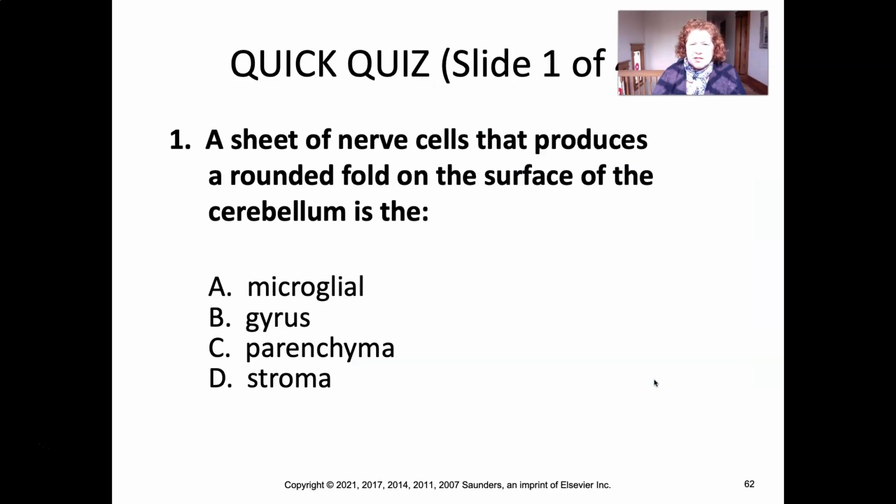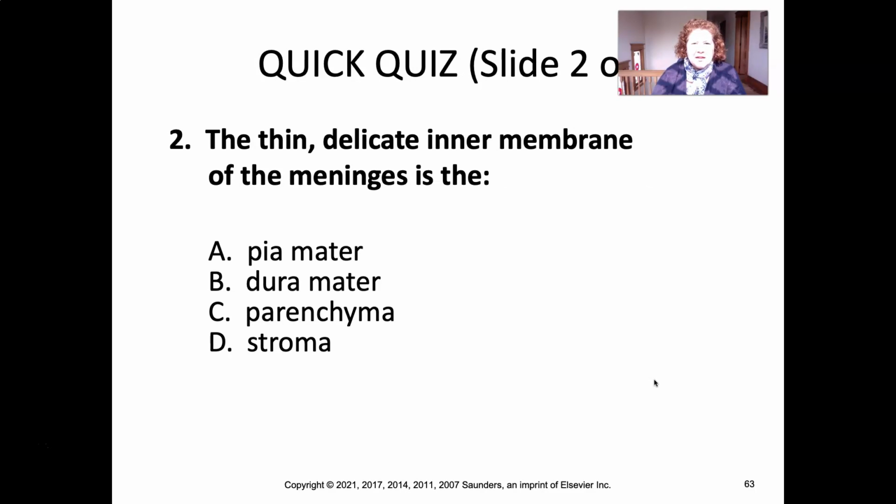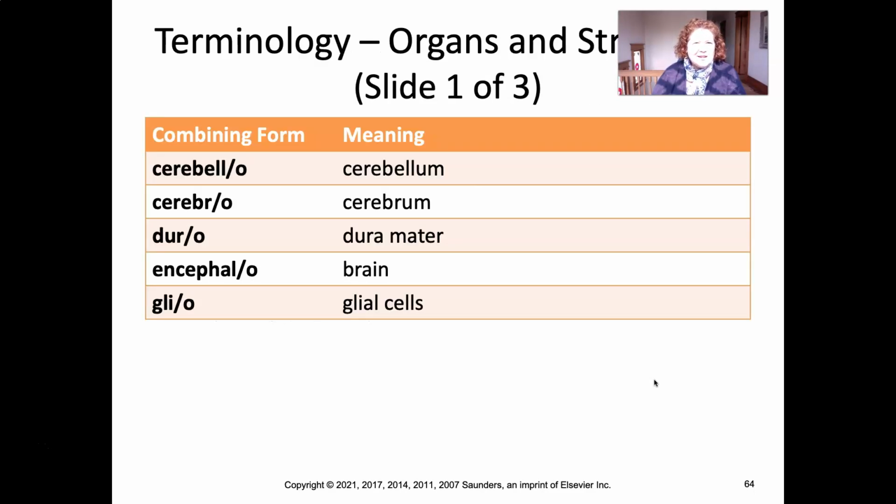A sheet of nerve cells that produces a rounded fold on the surface of the cerebrum is called, I'm gonna let you look this up. We just covered this not too long ago. It was definitely in your vocabulary. The thin, delicate inner membrane of the meninges. If I were you, I'd go back and take a look at that visual we had about the back of the head. Hint, hint. All right, combining forms.